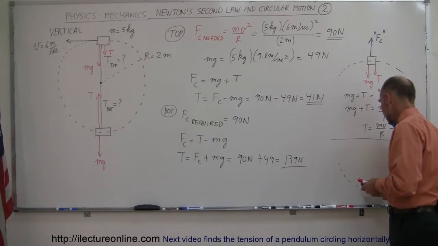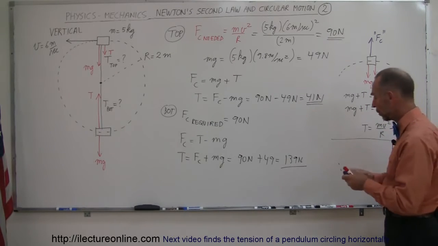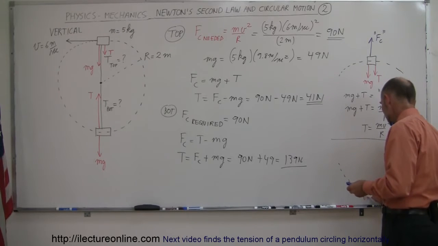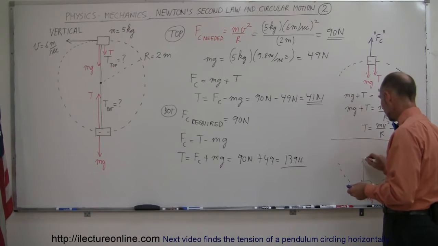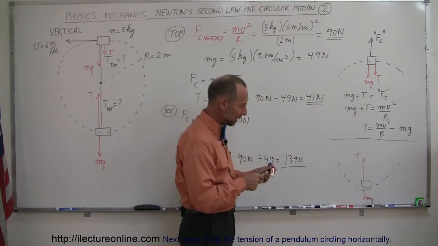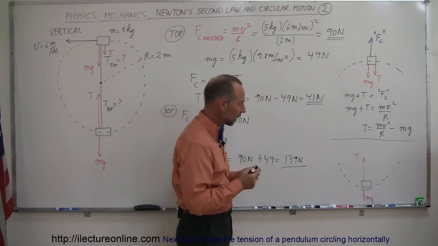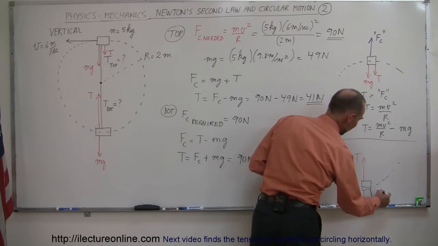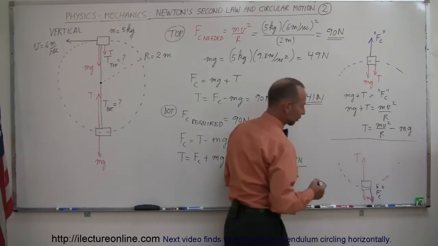Then at the bottom, when the object is down here, we can do the same thing again. What are all the forces acting on it? Well, we can see that we have the mg, which is pulling downward. We have the tension, which is pulling upward. Let me move over here so it's probably easier to see for you. And then, of course, we have the centrifugal force, which also acts downward to the outside of the circular motion.